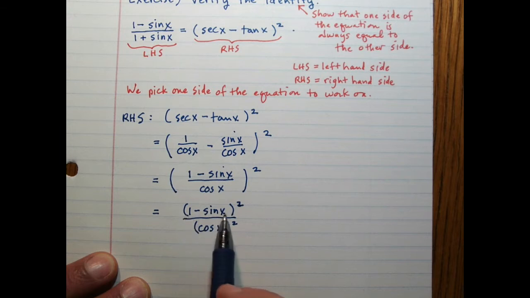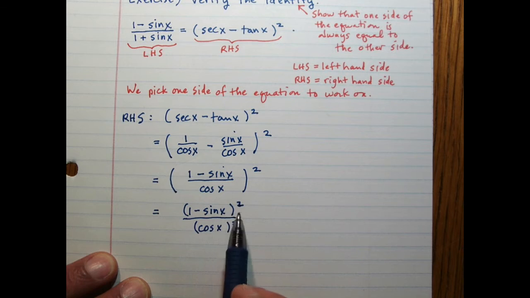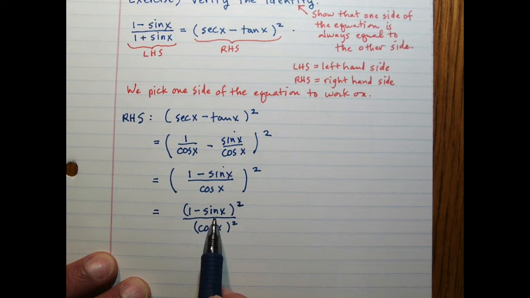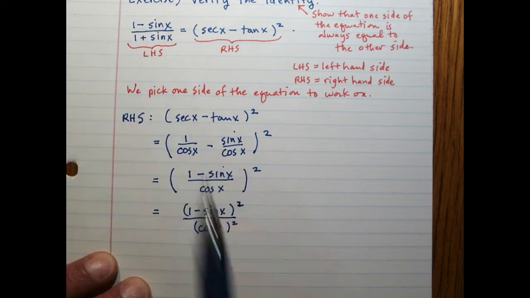Now I want to continue to try to rewrite this. You might be tempted to multiply out the numerator, since I can write that as 1 minus sine x times 1 minus sine x. I'm not going to multiply it out though, because I don't want to lose that 1 minus sine x that I see in parentheses, because if I multiply it out I won't have that 1 minus sine x that we're trying to obtain in our left-hand side numerator.